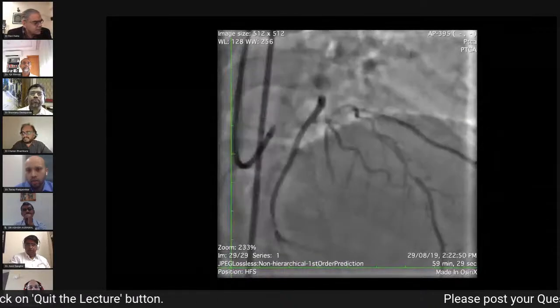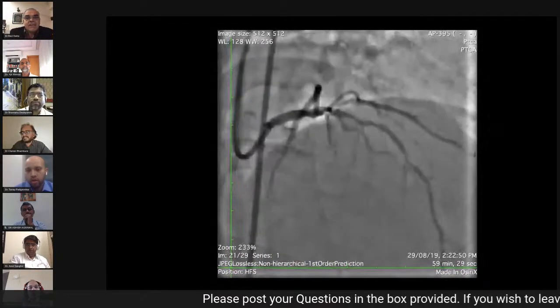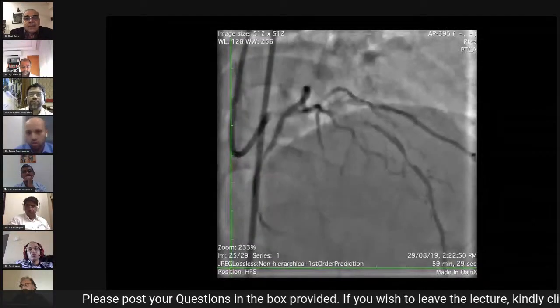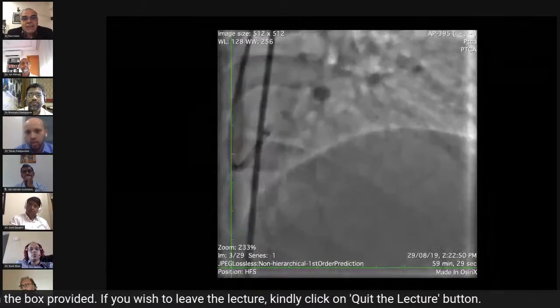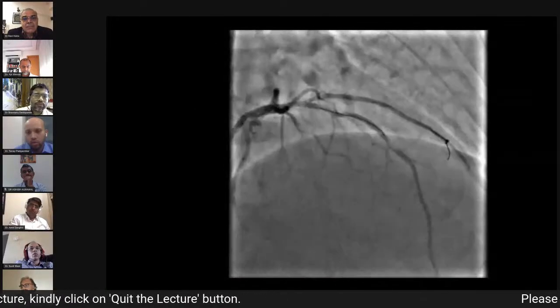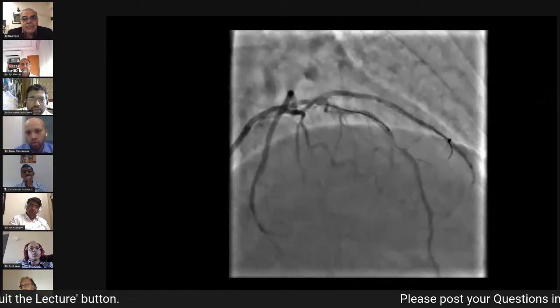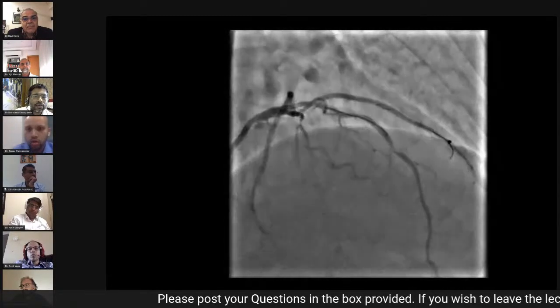This is an epicranial view. We can see the lesions in the mid segment just beyond the diagonal in the LAD, and also the diseased ostium of the diagonal. So both the LAD and the D1 were wired. The Sion Blue was introduced into the LAD, and BMW was put in the diagonal.